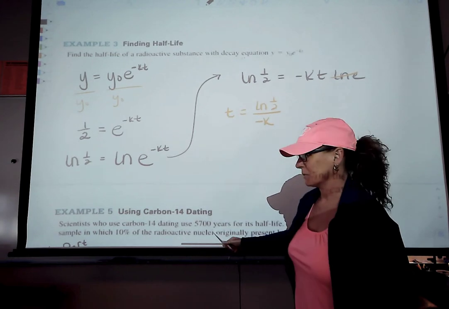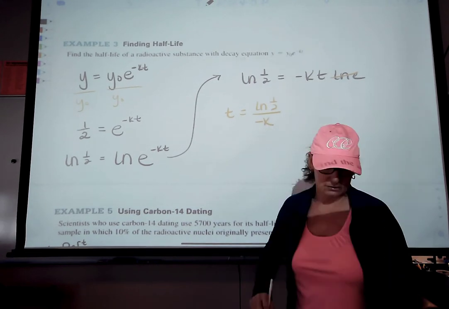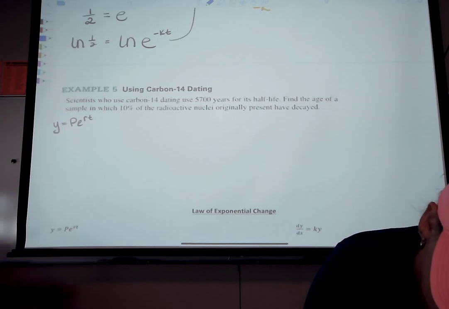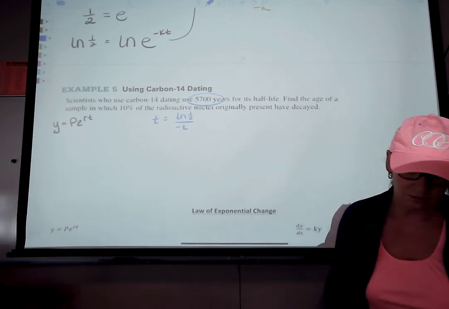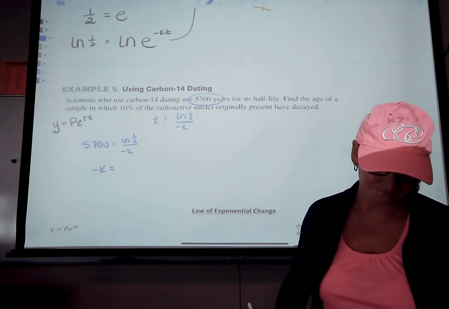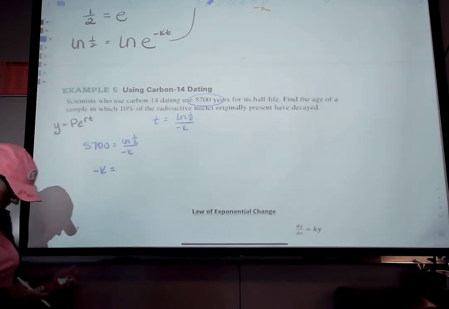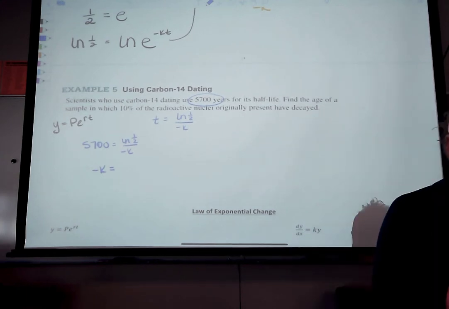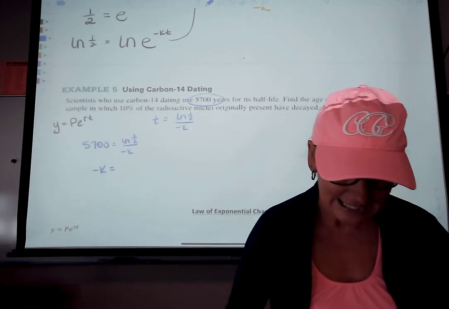We know the half-life in this problem. It's 5,700 years. I can just do t is equal to natural log of 1/2 over negative k. And hold on, I'll talk about that when I get there. I can do 5,700 equals ln 1/2 over negative k. Turns out negative k is going to be natural log of 1/2 divided by 5,700. A tiny number.